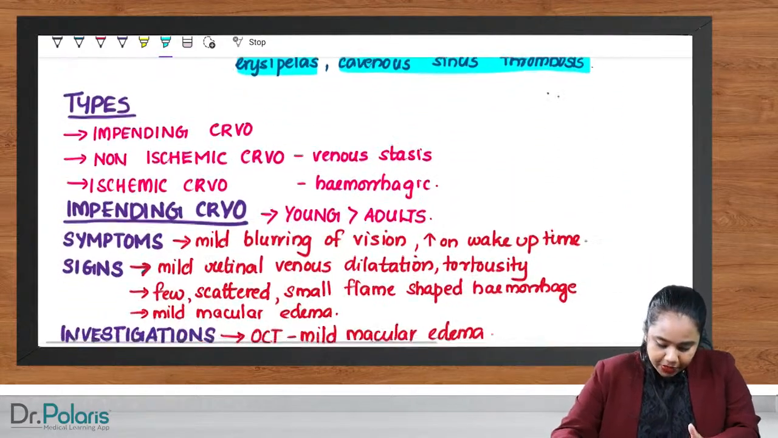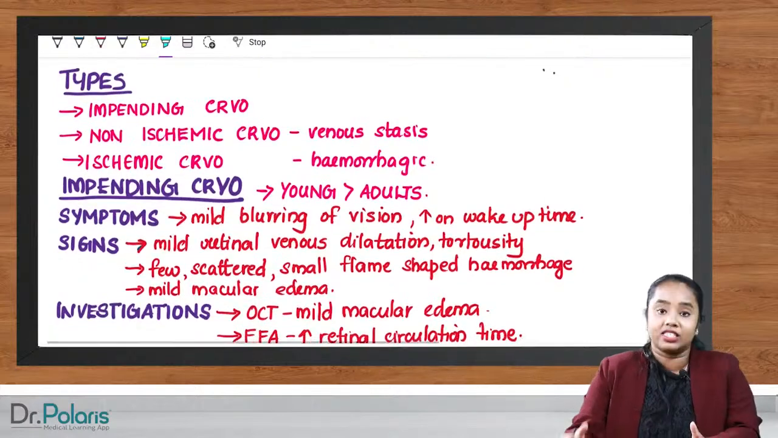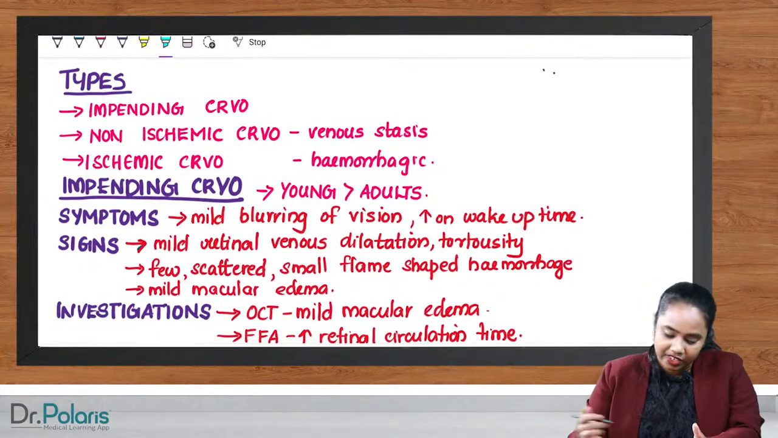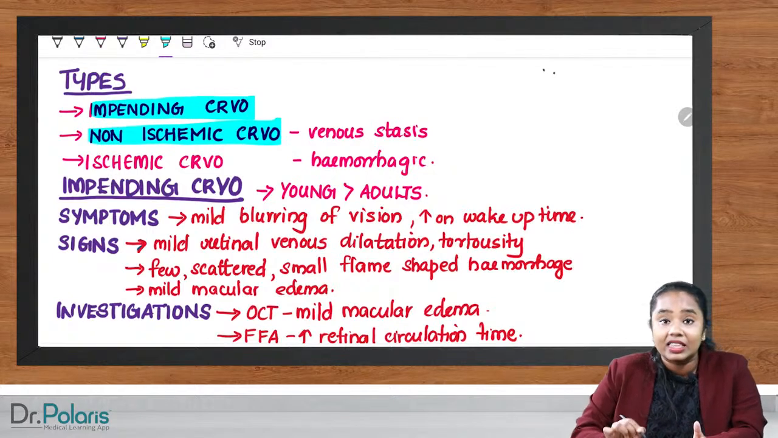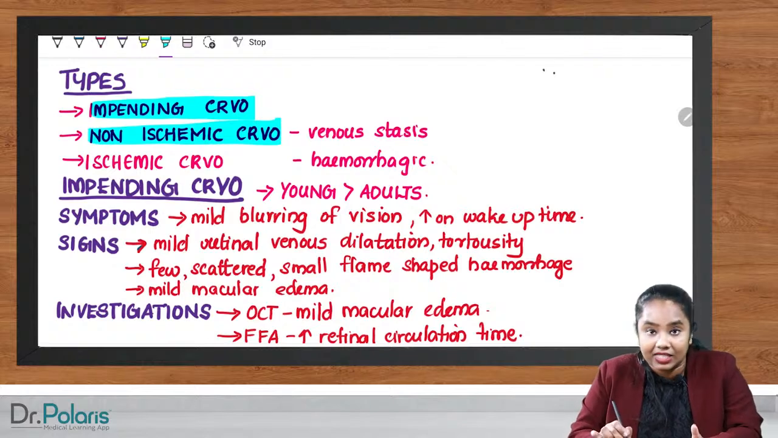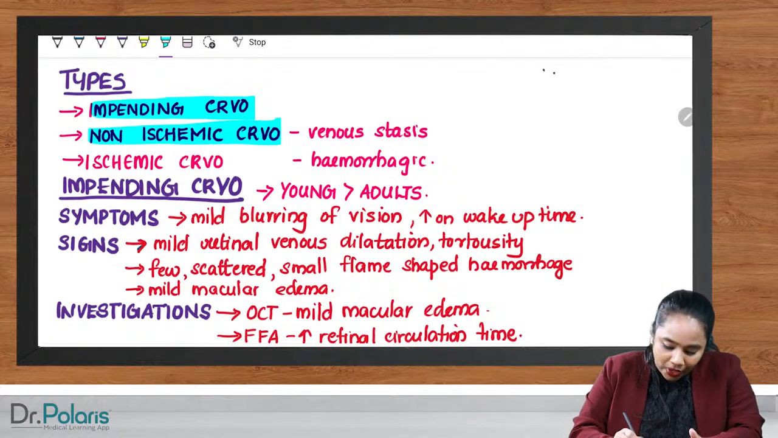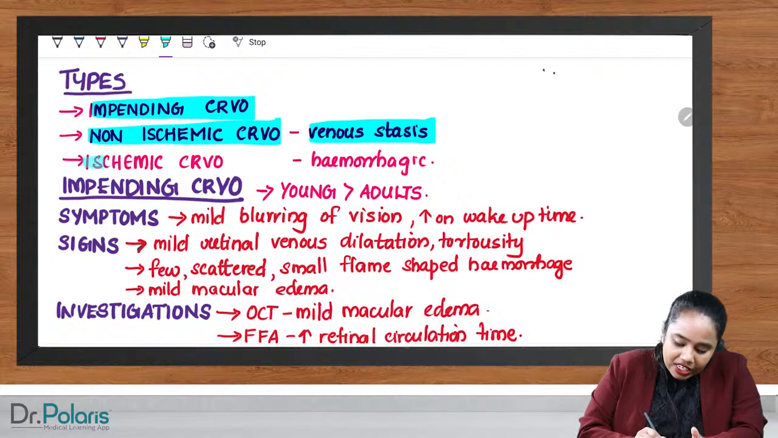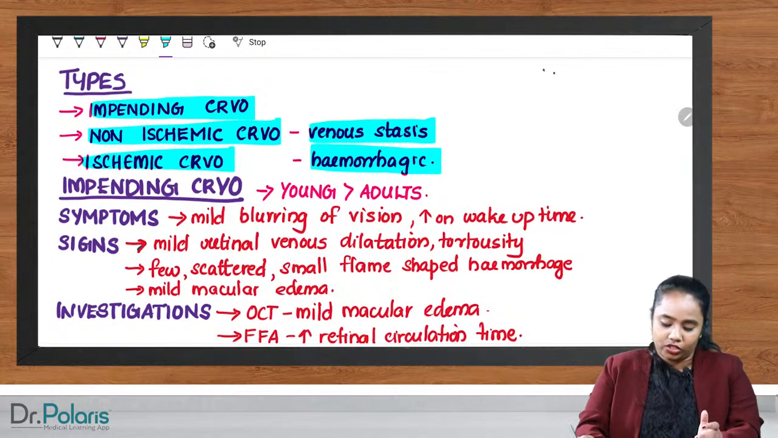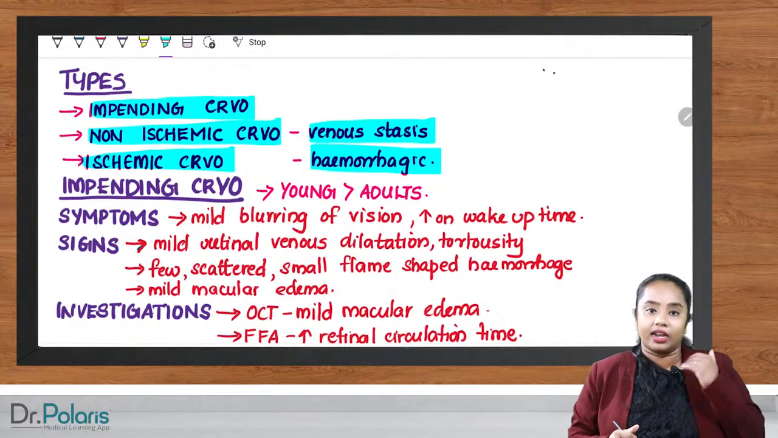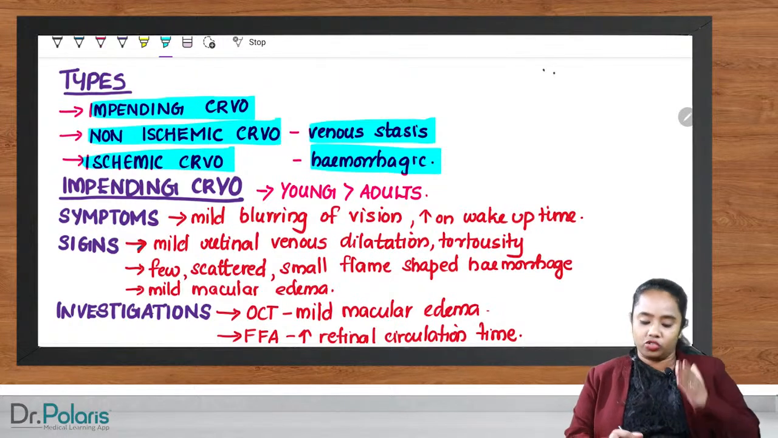Now coming to the types. So, based on the presentation, there are three different types of central retinal vein occlusion. The first one is an impending occlusion. The second one is a non-ischemic occlusion. Basically, this is due to venous stasis. There is stasis of blood flow in the vein. That is the main reason. And ischemic central retinal vein occlusion, most of the times it is hemorrhagic in origin. We will discuss each one under the clinical features and the treatment.